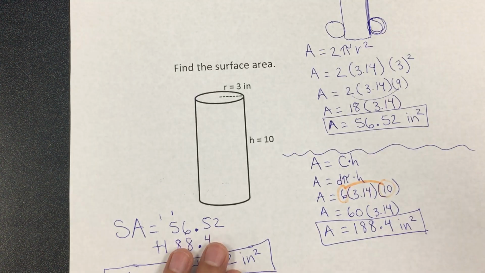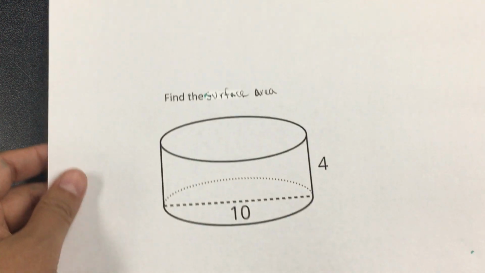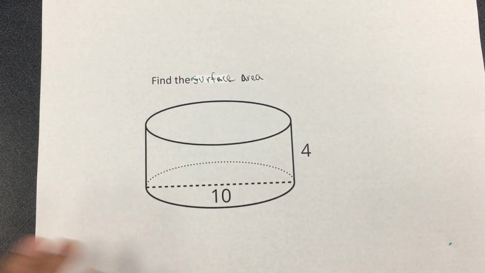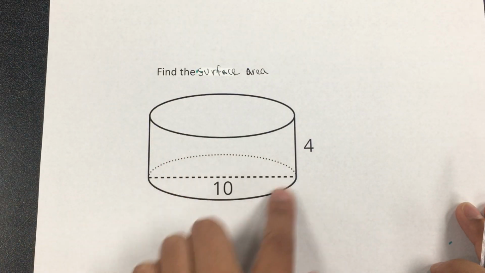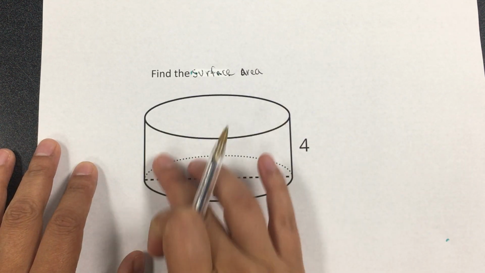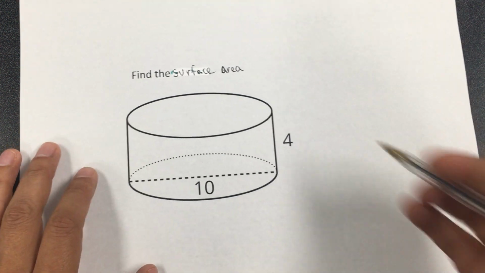Okay, you might want to pause the video if you need more time to write it down. But this is the second one, and so it's going to be the same. We have two circles for the bases and the lateral area, which is around the cylinder.